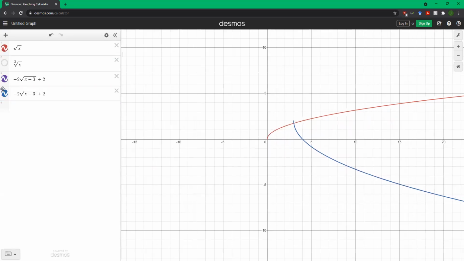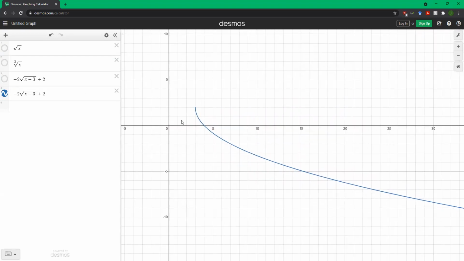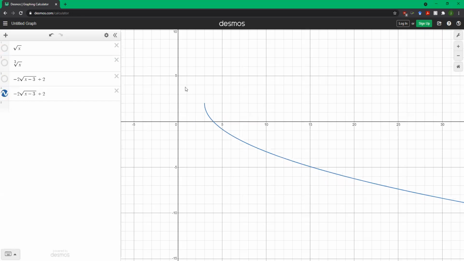Cool, so let's look at the domain and range. I'm going to turn off the square root function just so we can see a better picture. Domain, let's start there. There's nothing over here on the left. It's starting at the x value 3. So that's our starting point, and then it goes off to infinity. So we have bracket 3 comma infinity.